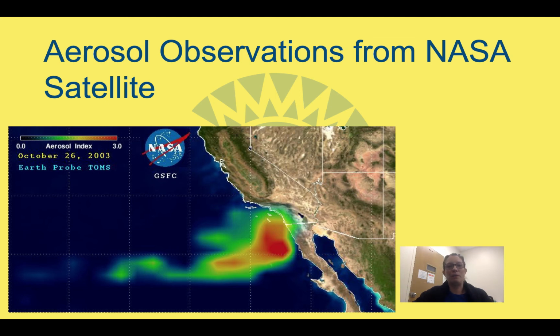Aerosol observations from NASA satellite. You can kind of see here off of, what is that, San Diego, Baja California, that there's definitely an increase. Here's our index, so up here in the reds is going to be a higher amount of aerosols. Right here, we're going to see quite a bit. Does it give a date? October 26th of 2003. There was a high amount of aerosols right here off the west coast.